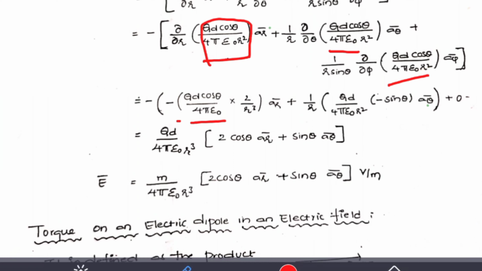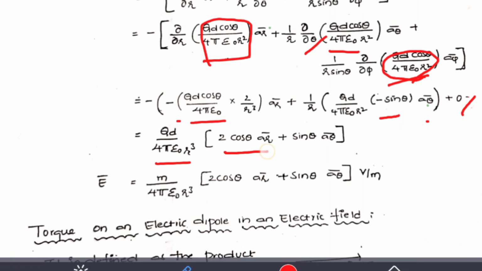That is 1 by r, q d by 4 pi epsilon naught r square, partial dou by dou theta of cos theta, the integration is minus sin theta a theta, plus 0, because the phi term is not there here. Dou by dou phi of q d cos theta by 4 pi epsilon naught, in that the phi term is not there, so we can directly substitute 0. That equals q d by 4 pi epsilon naught r cube, we made common 2 cos theta a r plus sin theta a theta.